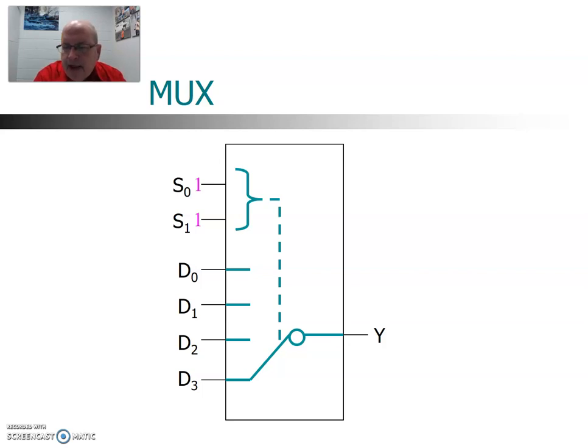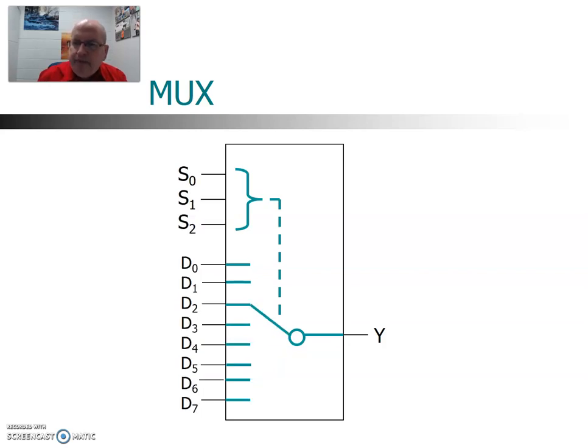Keep in mind that this switch is entirely electronic. I showed you a mechanical switch just to allow you to visualize how it operates, but the switch itself is electronic. So what will happen is the position of the switch can be changed very, very rapidly by simply changing the data on the select inputs.